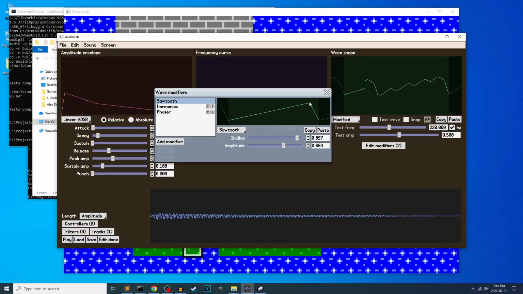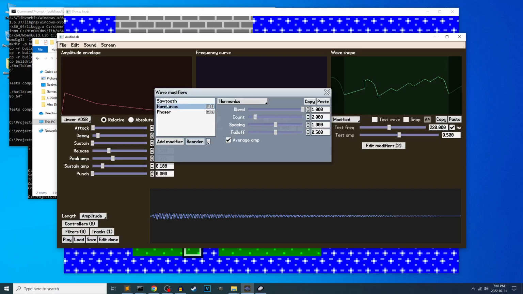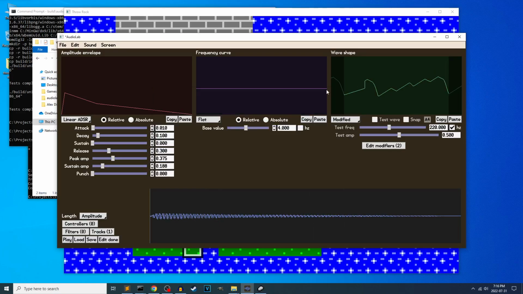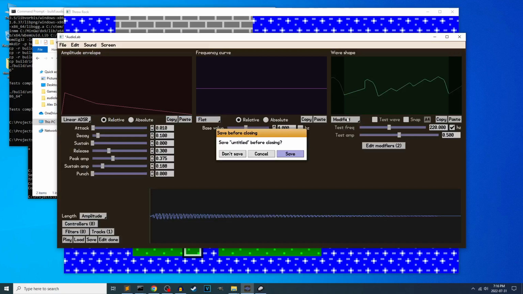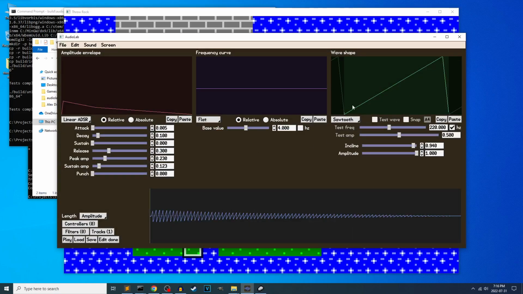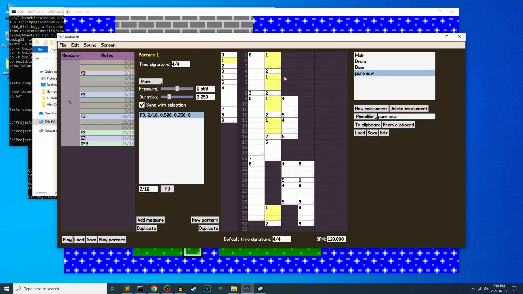So again, sawtooth, slightly inclined, harmonics, and a phaser. Okay, well, that's what it is. Makes that shape. Pure saw. Is that true? Almost. Pure with a little bit of incline. So yeah, just a plain old sawtooth wave. Nothing fancy going on.